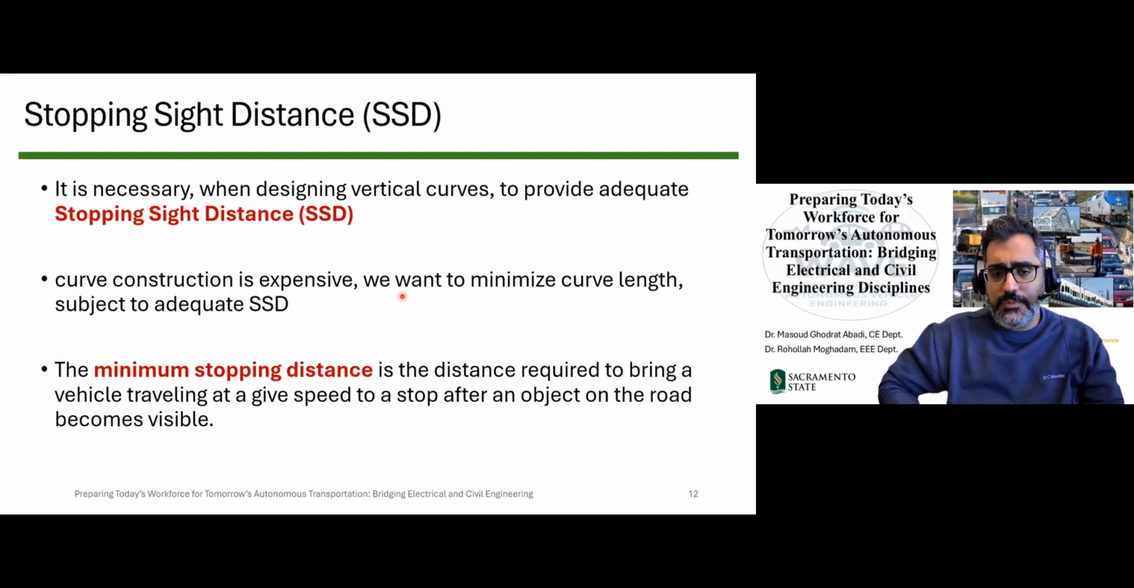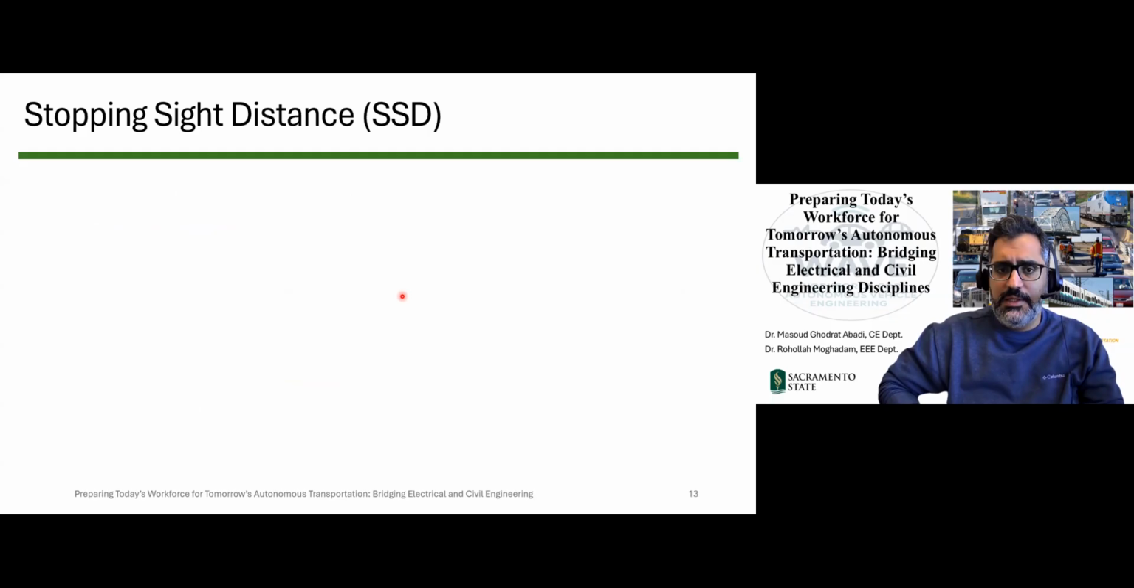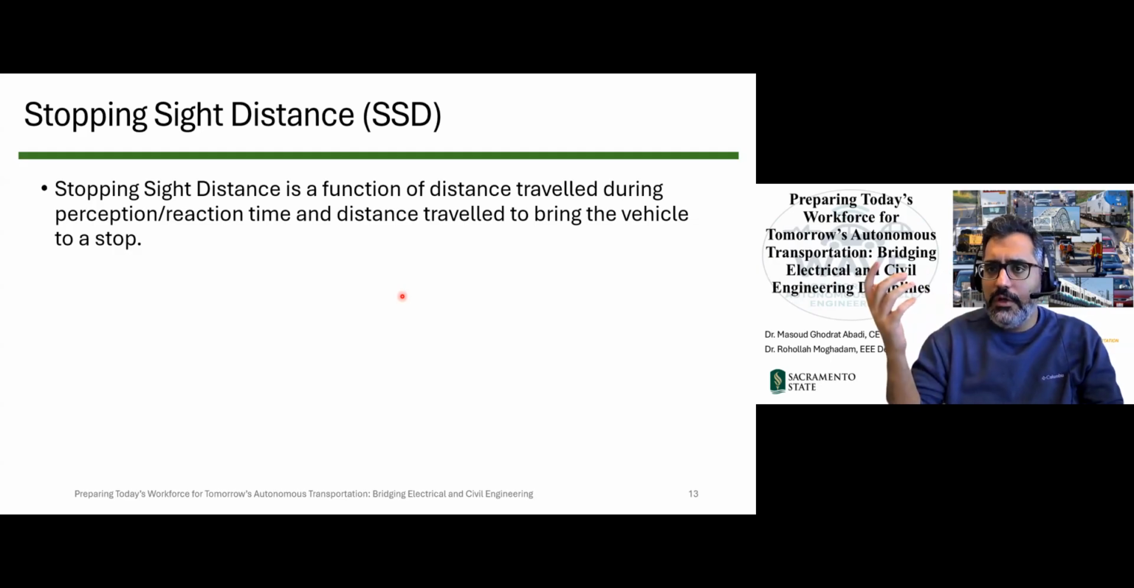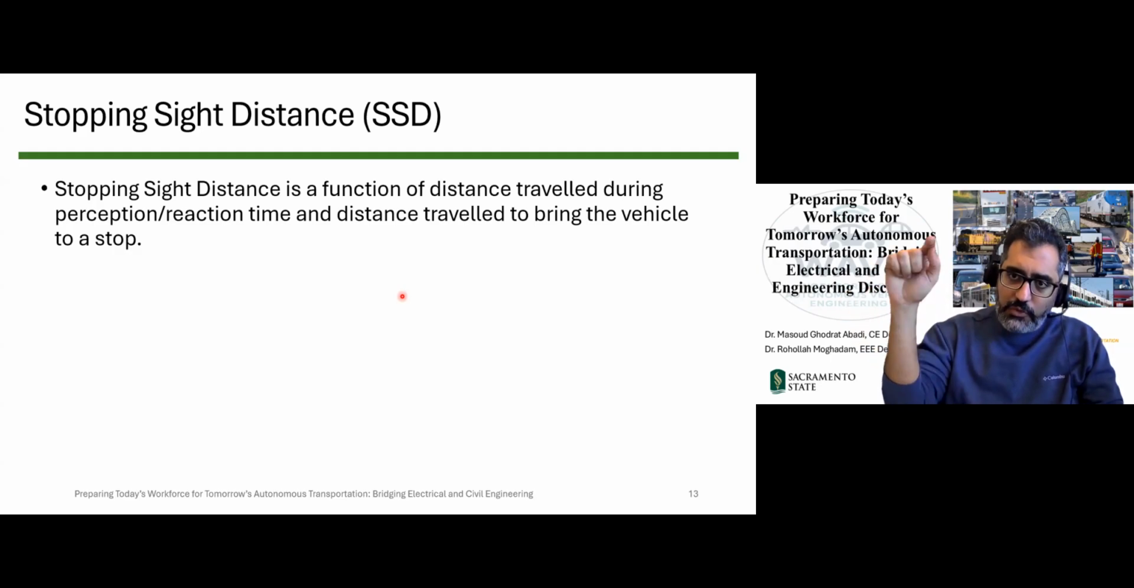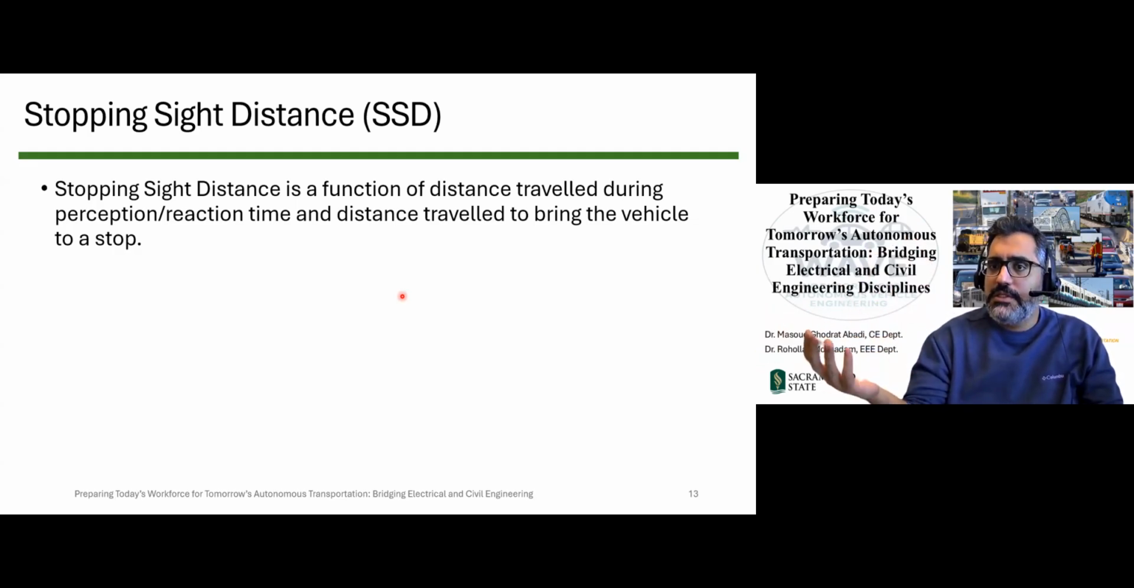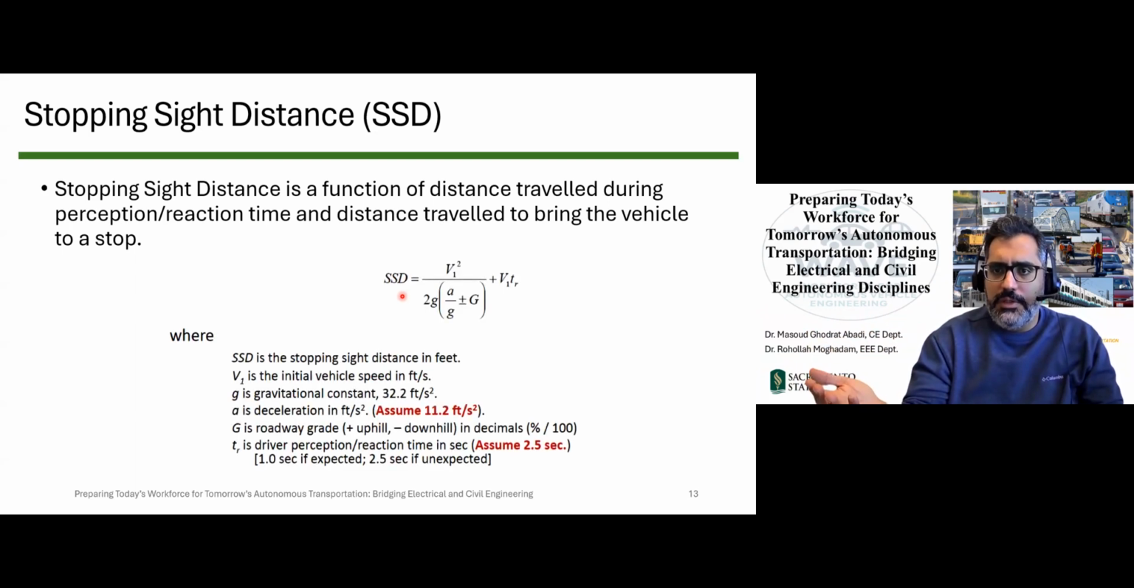Now, when we talk about stopping sight distance, imagine you are driving with an initial speed of V, and you want to come to a complete stop. So you are driving and you see an object on the other side of the curve and you want to stop. This is basic physics. The distance that it takes for you to come to a complete stop is basic physics. Look at this equation. Stopping sight distance has two terms. Let's start with the second term. The second term is how far you travel while you are still perceiving and reacting.